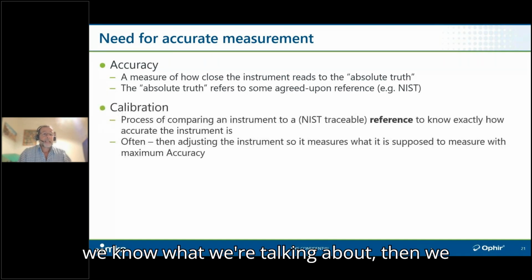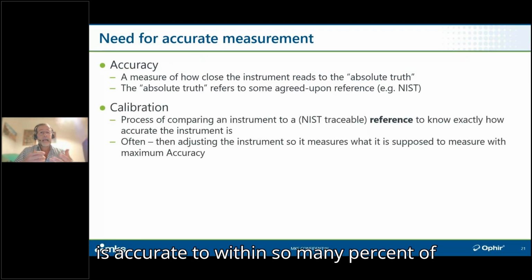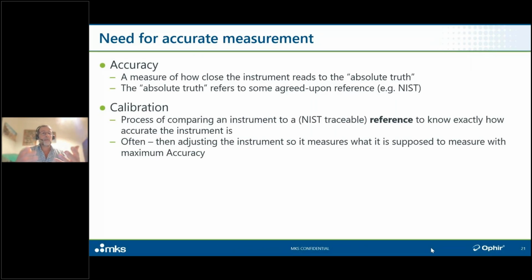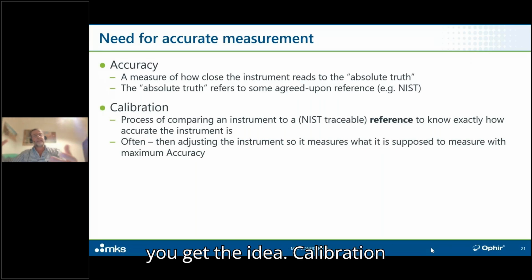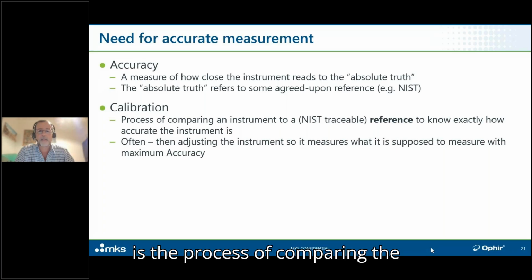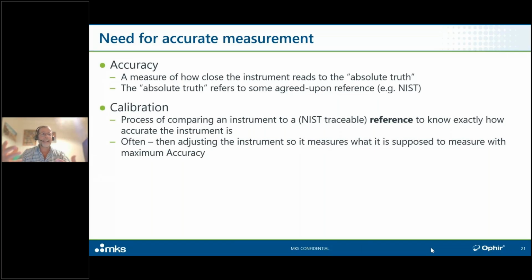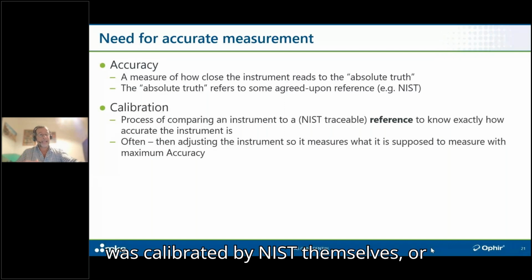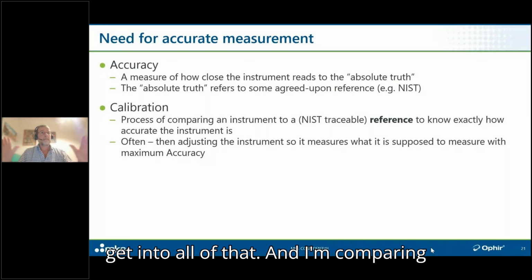Calibration is the process of comparing the instrument that I want to offer you to a reference, let's say a NIST traceable laser power meter, a meter that was calibrated by NIST themselves, or that was calibrated against another one that was calibrated by NIST. Okay, we won't get into all of that. And I'm comparing the unit under test to that reference to know exactly how accurate the instrument is. So I can then tell you, here's a laser power meter and I calibrated it, so I can tell you that it is within plus or minus X percent of a NIST traceable reference, and you can use that information.